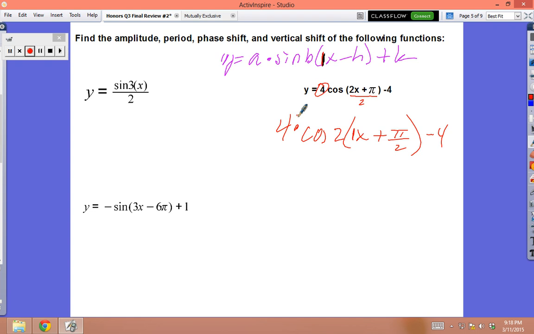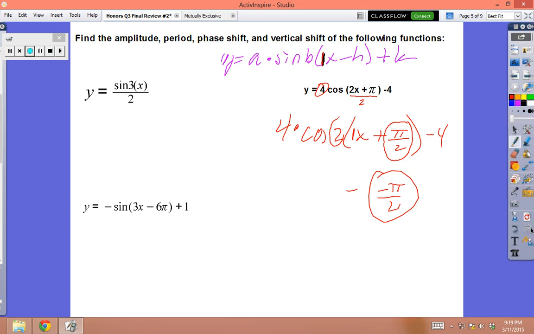Okay, now my amplitude is 4. My period is 180. That is my b, and I divide 360 by 2, so my period is 180. This is my phase shift. This is 90 degrees. So everything has been shifted 90 degrees to the left, because that's actually minus a negative pi over 2. So everything's going left 90 degrees. And then this is my vertical shift. Everything's going down 4. All dots translated down 4.